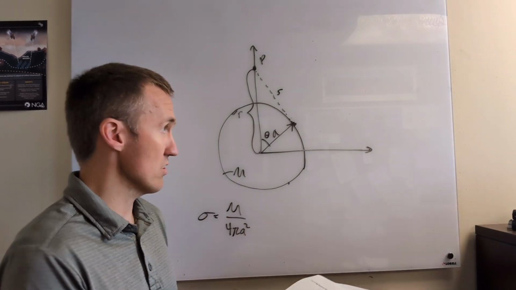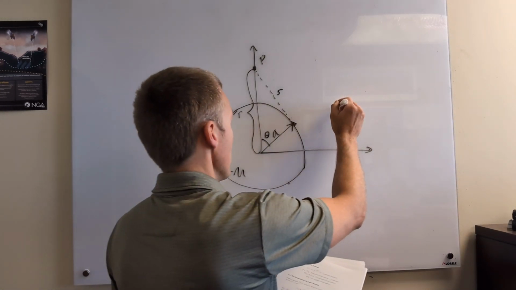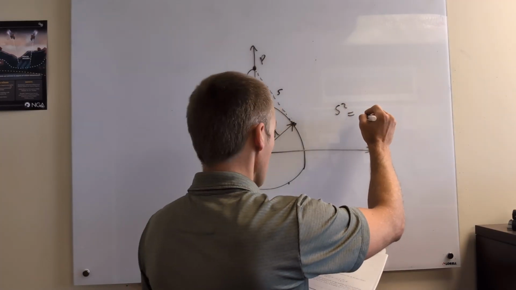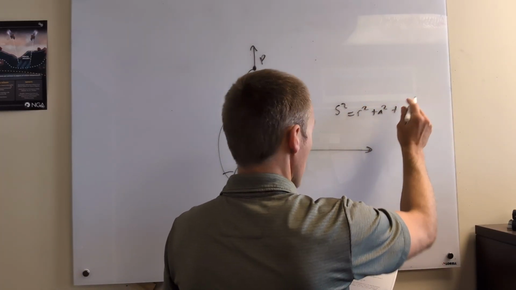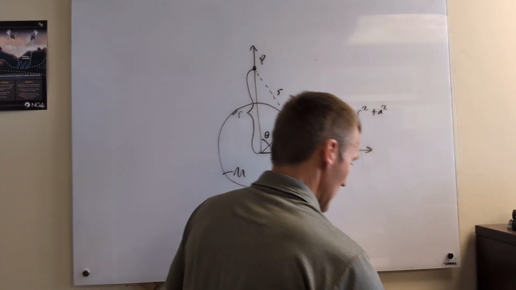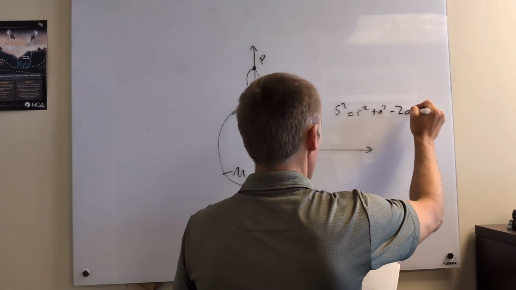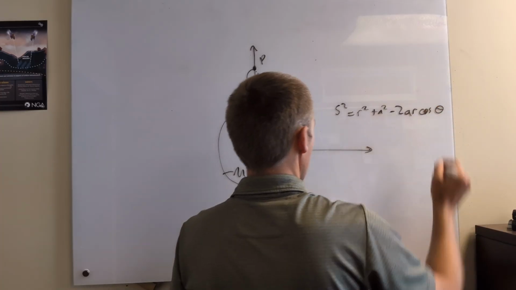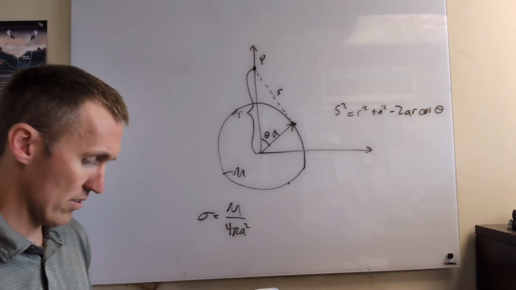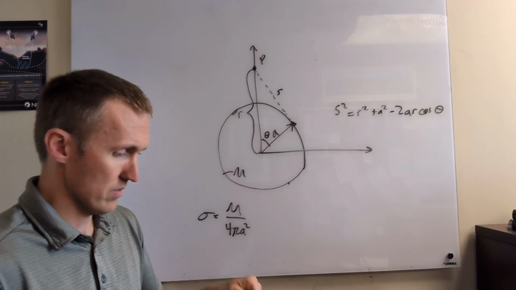By law of cosines, we can relate all of these things together. So s squared is r squared plus a squared minus 2ar cosine theta. So law of cosines allows us to relate those things together.